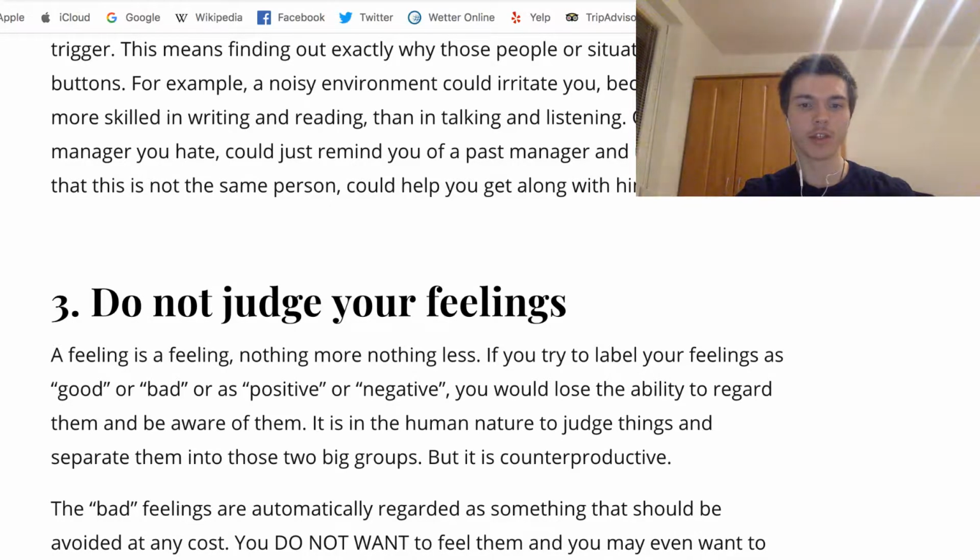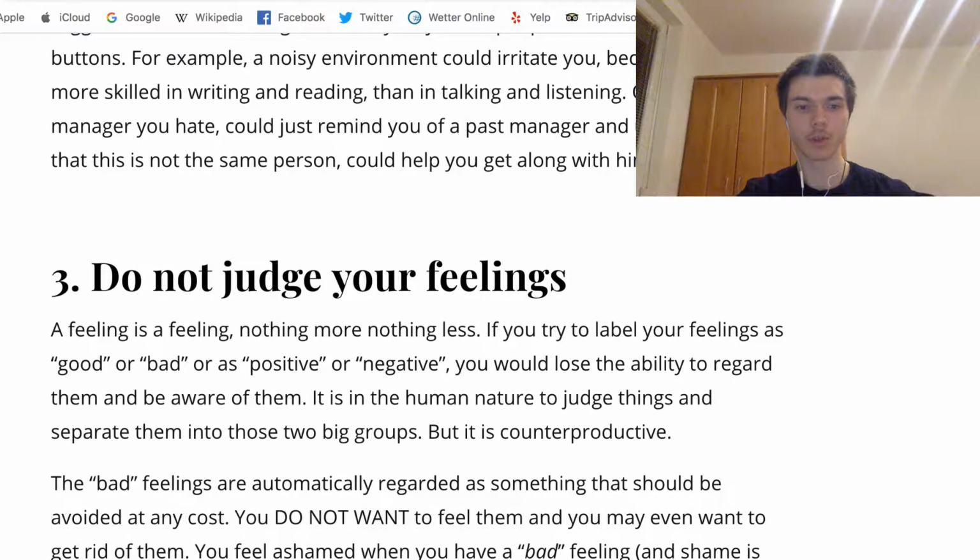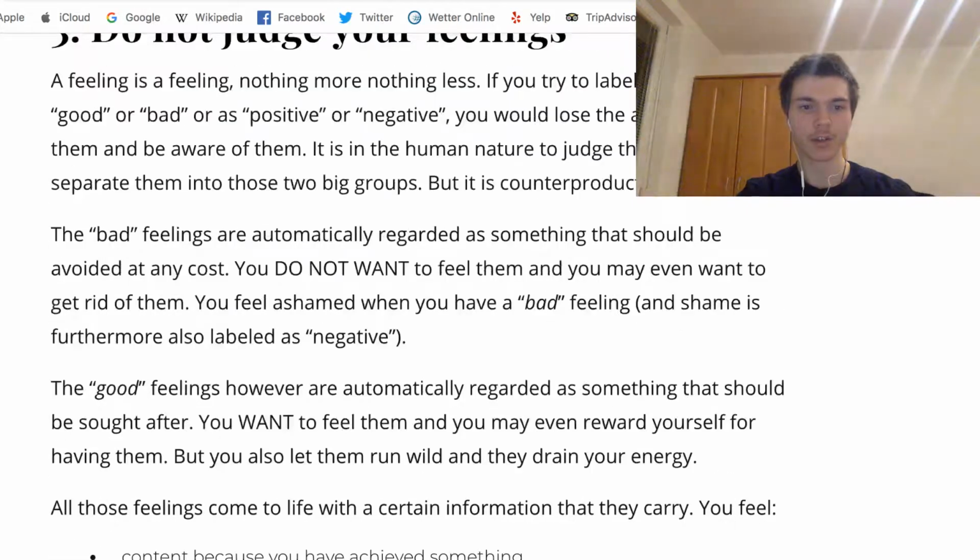It is in human nature to judge things and separate them into those two big groups, but it is counterproductive. The bad feelings are automatically regarded as something that should be avoided at any cost. You do not want to feel them, and you may even want to get rid of them. You feel ashamed when you have a bad feeling, and shame is furthermore also labeled as negative. The good feelings, however, are automatically regarded as something that should be sought after. You want to feel them, and you may even reward yourself for having them, but you also let them run wild and then drain your energy.